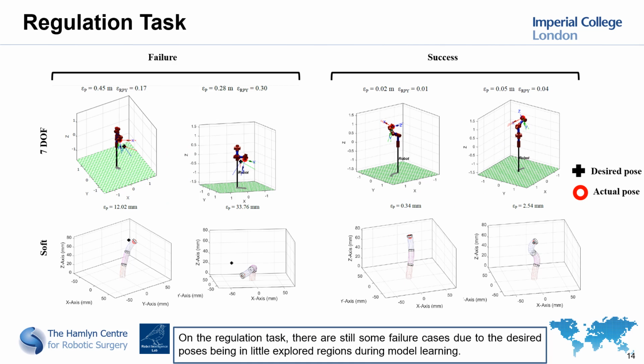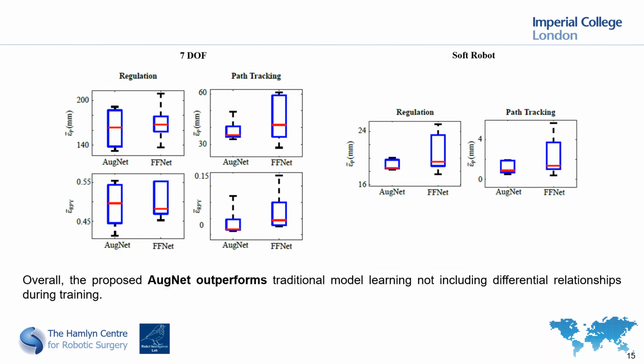During the regulation task, instead, we specify different poses for the robot to reach, starting from the original vertical configuration. In this case, we still have some failure cases. This is because these random poses may end up in regions that were little explored during model learning. Again, these are the overall results, and we show that in general our approach outperforms the standard feed-forward network model learning.